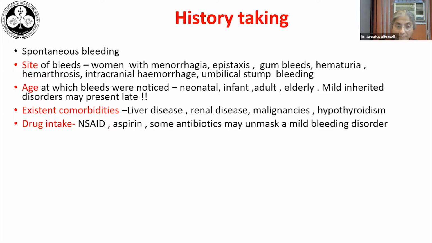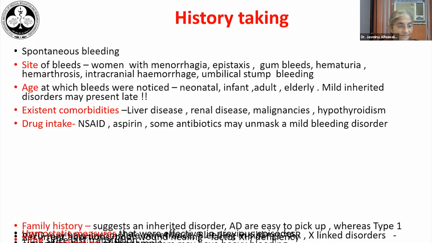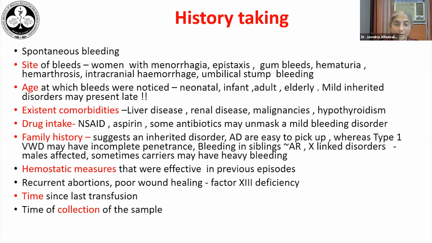History of drug intake is very important, especially non-steroidal anti-inflammatory drugs, aspirin, and some antibiotics, because these may help in unmasking a mild bleeding disorder. Family history is very important. The presence of a family history usually suggests an inherited disorder. Autosomal dominant disorders are easy to pick up. There will be vertical transmission in the parents and in the grandparents and in the children.